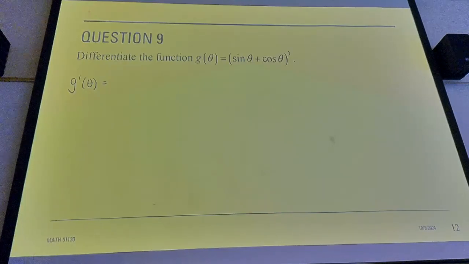So again, look big picture. What kind of function? So we have to use the power rule. Three times the function squared times what's inside, which is a sum rule. It's the sum of functions. So it's the sum of the derivatives.